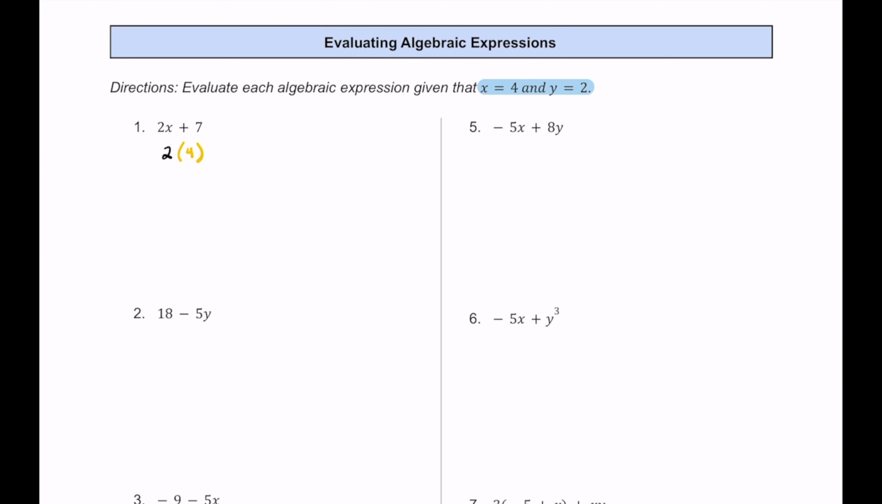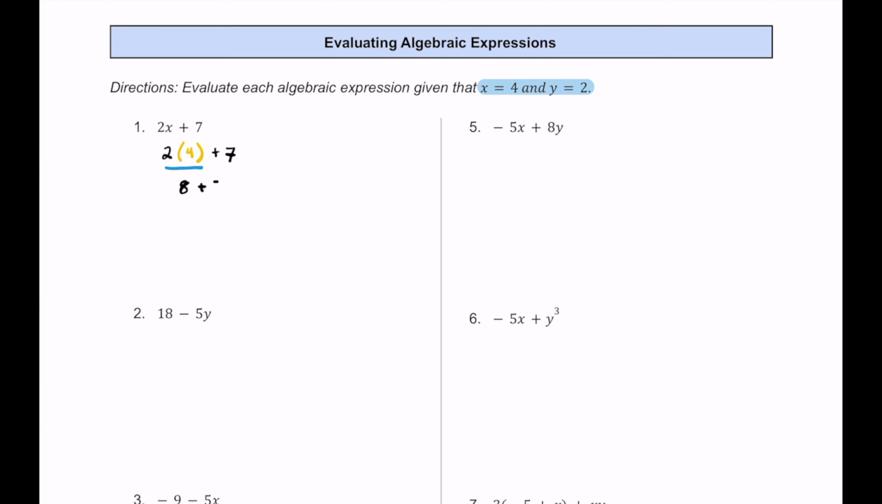Okay. Now multiplication is going to come before addition here. So 2 times 4, that's going to be 8. So it's going to be 8 plus 7. And then we just have one thing to do here, and 8 plus 7, that's going to equal 15. All right, so that would be the value of this expression if x is equal to 4 and y is equal to 2, but we didn't have to use the y here. Okay, so let's check out number 2.